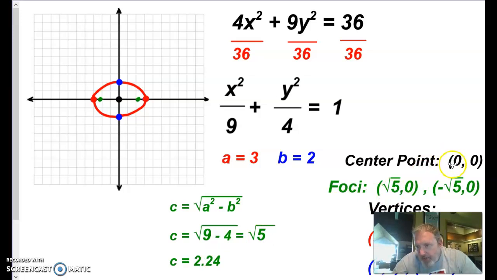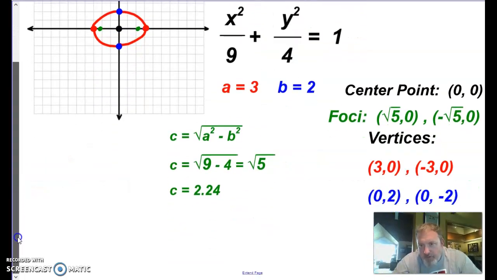From a graphing standpoint, again, center point 0, 0. My vertices here are 3, 0 and negative 3, 0. So 3 to the right, 3 to the left. And 0, 2 and 0, negative 2. So up 2, down 2.